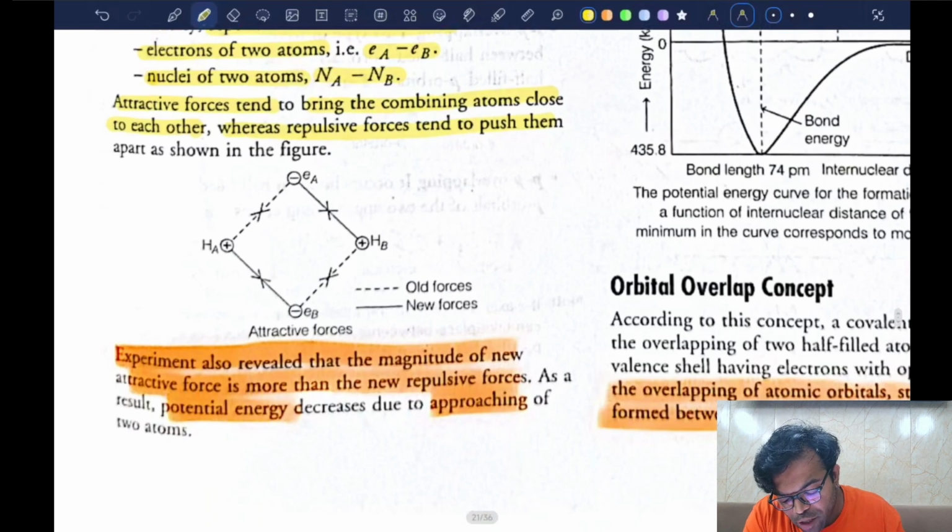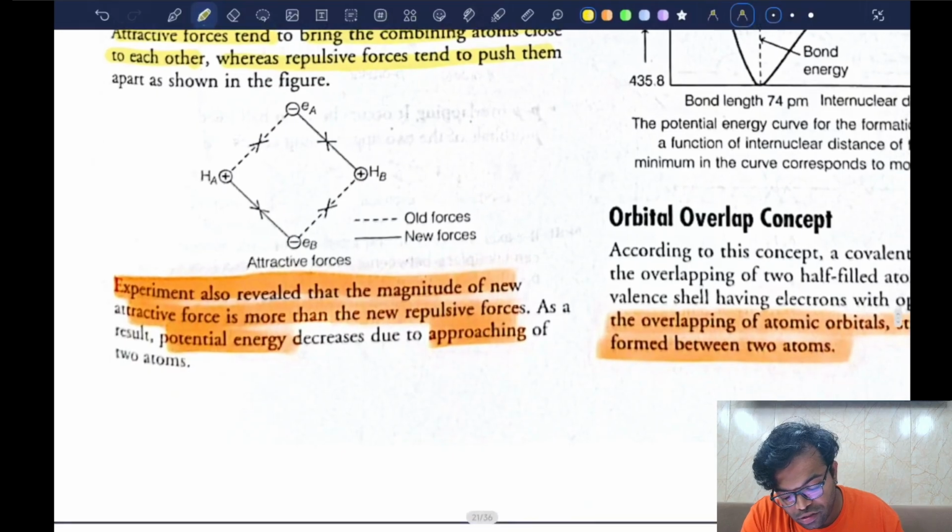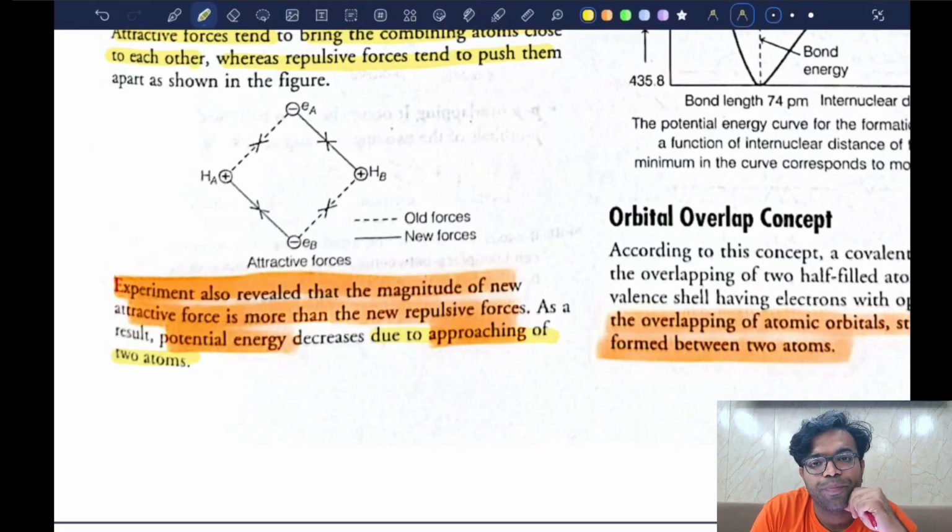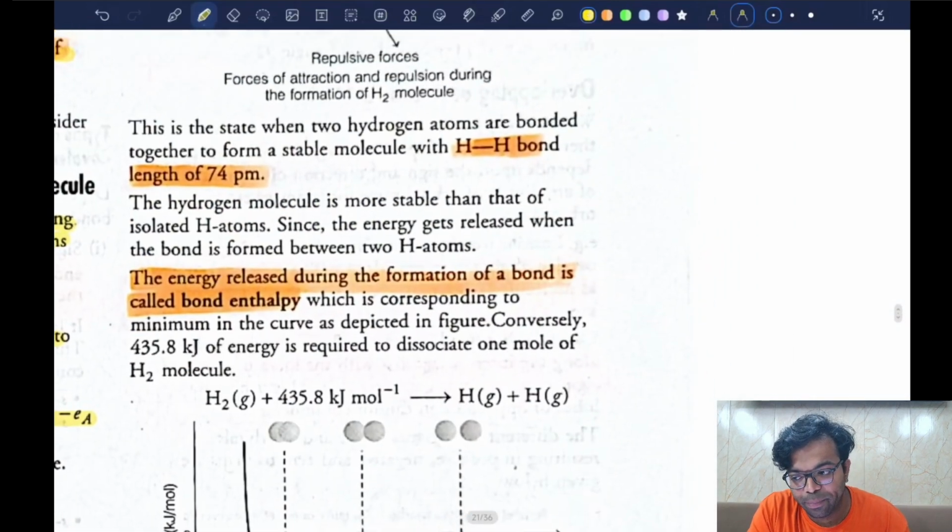Now, experiments also reveal that the magnitude of the new attractive force is more than the new repulsive forces. As a result, the potential energy decreases as the two atoms approach. Now, the attraction results in a lower potential energy. Something you need to take into consideration is that anything that exists in nature wants to have the least potential energy possible. Always. And that is happening when there is attraction taking place.